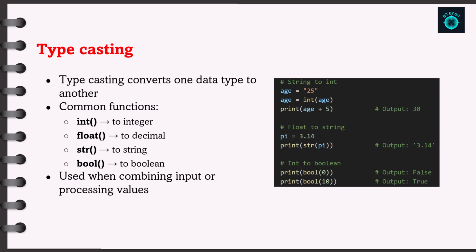Typecasting. Typecasting means converting a value from one data type to another. For example, you might want to turn a string into a number or a number into a string. Python provides built-in functions for this. The int function converts a value to an integer. The float function converts it to a decimal number. The str function turns it into a string, and the bool function converts it to a true or false value. Typecasting is especially useful when working with user input, since input is always read as a string.